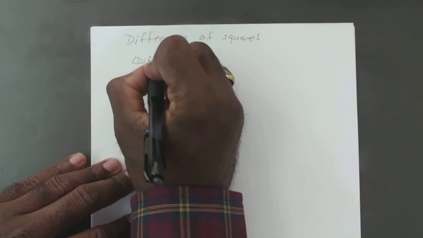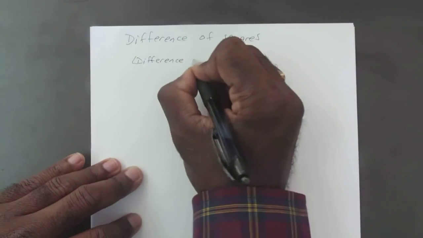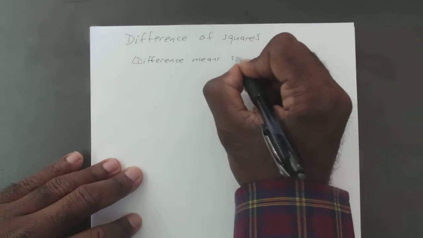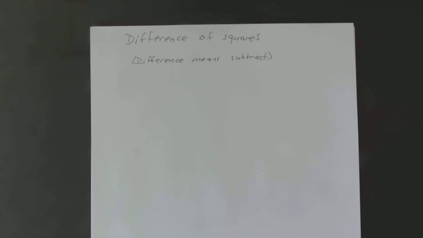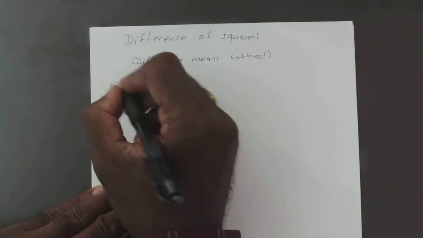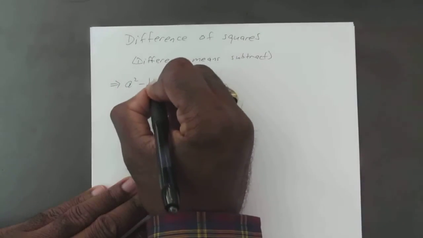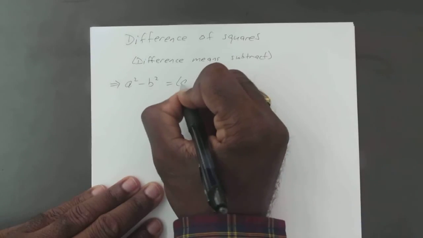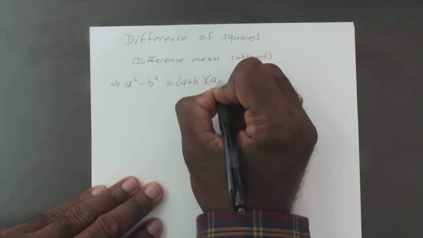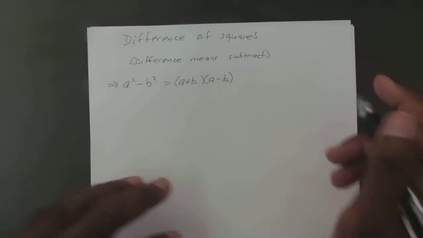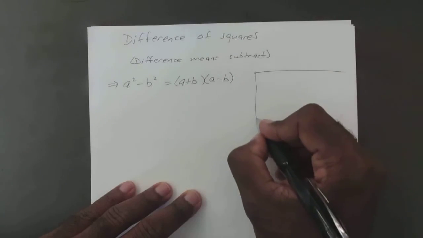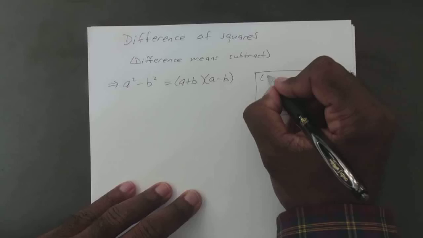Okay, and we know difference is just a fancy way to say subtract. So if you subtract squares, that means you have one square minus another square. Okay, so the formula for that is a squared minus b squared equals a plus b times a minus b. Okay. And once again, if you wanted to check that out and make sure it's true, you just do the FOIL method on this one.